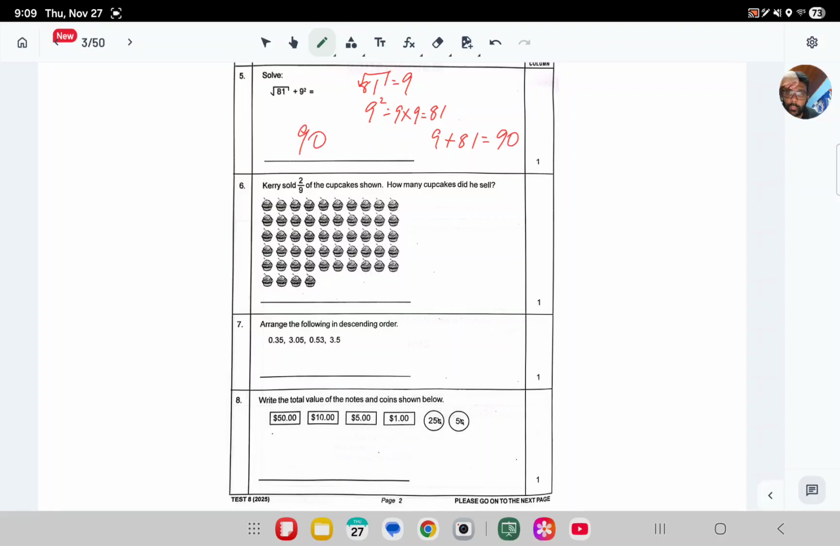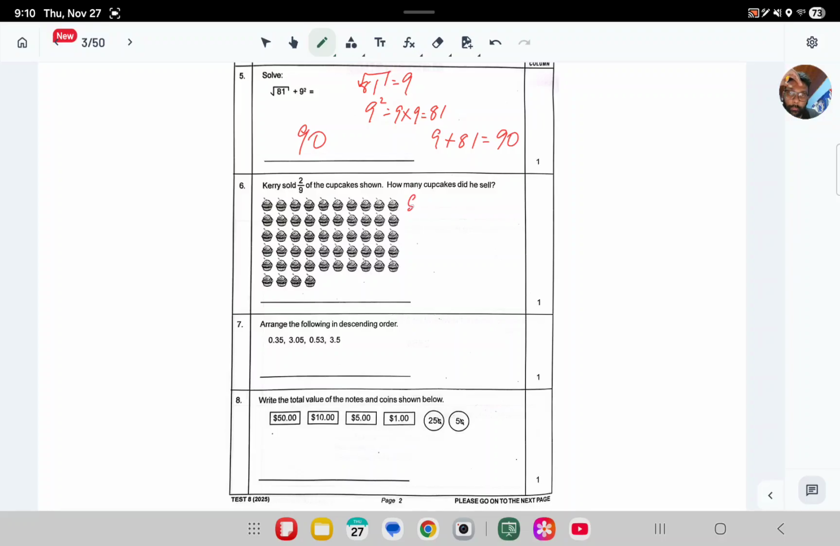Number 6, Kerry sold 2 nines of the cupcakes shown. How many cupcakes did he sell? So first we need to calculate the total number of cupcakes. So when we count up this here, we have 54. So he sold 2 nines.